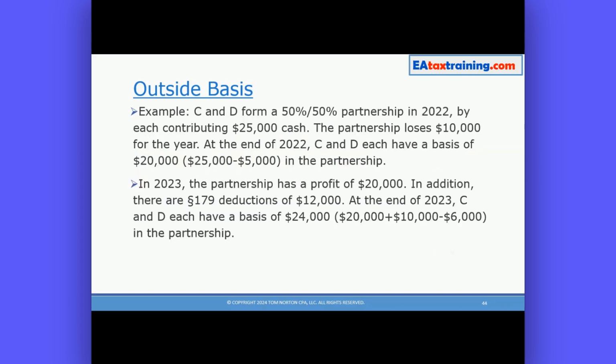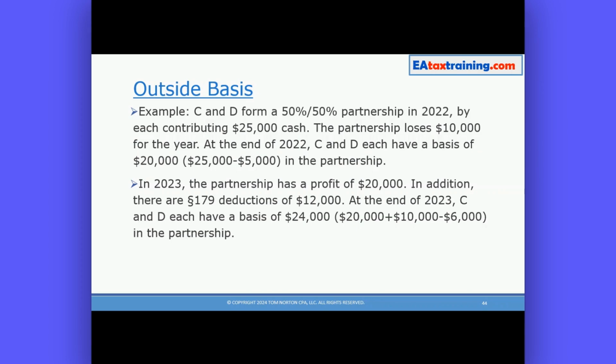So let's do an example. C and D form a 50-50 partnership in 2022 by contributing $25,000 cash each. The partnership loses $10,000 for the year. So at the end of 2022, C and D each have a basis of $20,000. So it's the $25,000 that they put in, and then each of them gets $5,000 of the $10,000 loss. So each individual partner has a $20,000 basis in the partnership.